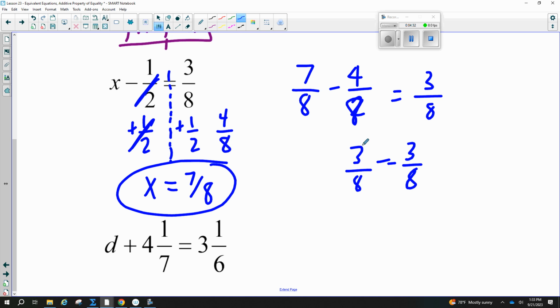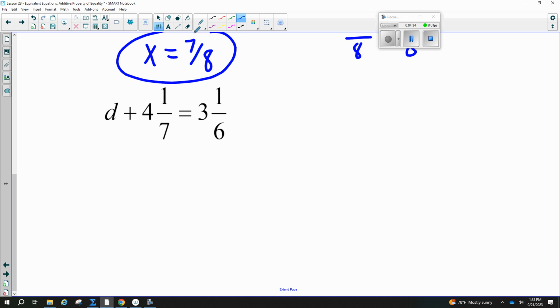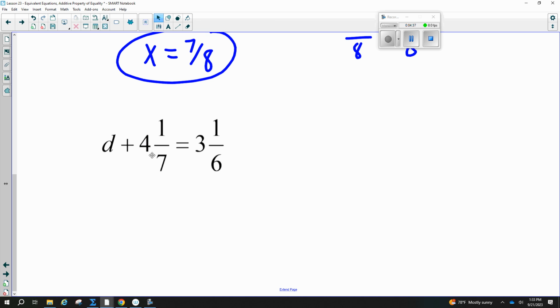Last one, write this one down, even if you took a little breather because you already know how to do this. This one's kind of hard. It's a little tricky. Again, I like to do this line. You don't have to do that. It just splits it in halves. Whatever you do to one side, you do the other side. That's your equal sign. So I have 4 1/7. I need to get rid of it.